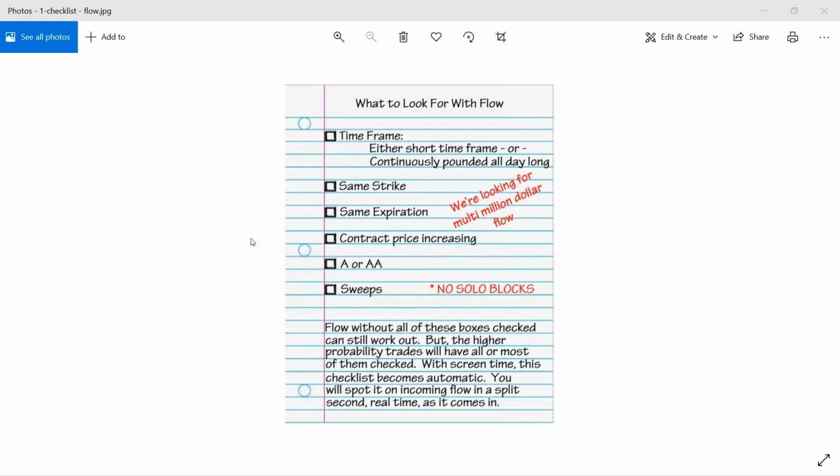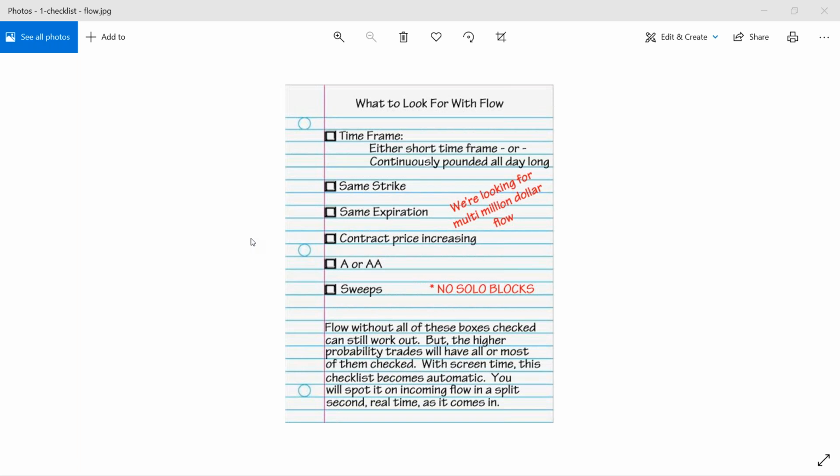Contract price increasing. That's important. If you show me 17 lines of flow and all 17 times the contract is $1.20, $1.20, $1.20, we're not following that. Again, that doesn't mean the flow won't work. It just means there's not a high probability that it will. This is all based on data that I've been compiling over the last 2 or 3 years. That doesn't mean the contract won't increase in value or that the trade won't work out.